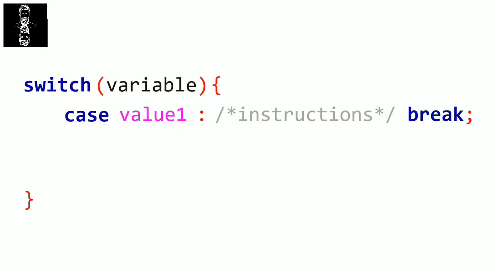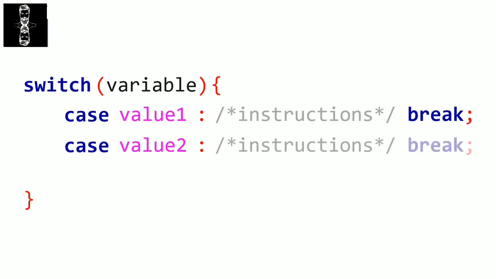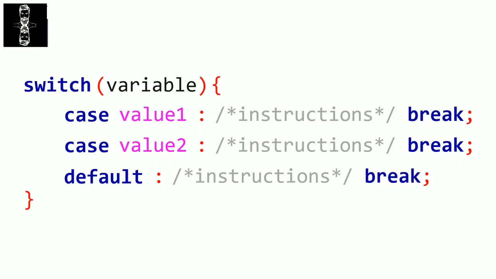Let's add another case. Same thing, we have keyword case, then the value, then two points, then instructions, then the break statement. And we can continue like this by putting any number of cases we want. And at the end, you can use the keyword default to set the instructions for when the variable's value doesn't fit any case. It's like the else statement. So you put the keyword default, then two points, then instructions, and then the break statement. Note that you're not obliged to use default.